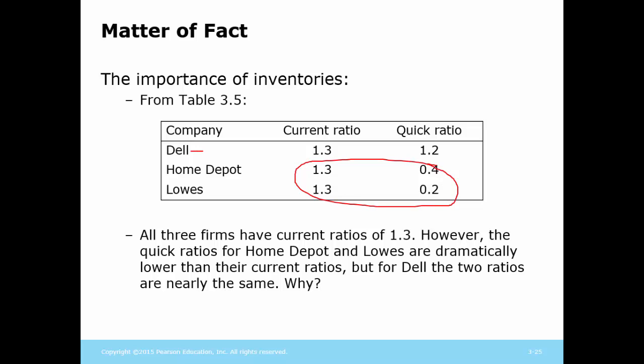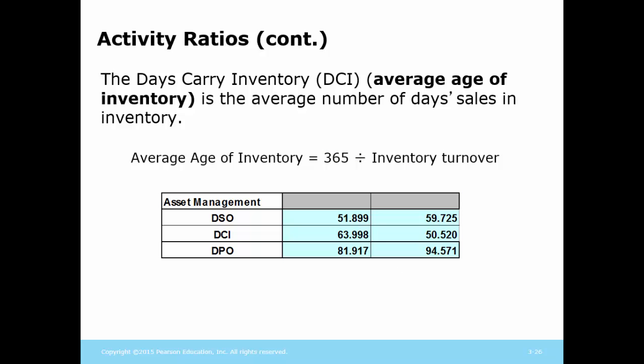Dell doesn't keep a lot of inventory. It's more of a computer company, right? And they build, they don't have a lot of shelf space with computer stuff. They build to need. So we can obviously see that although their current ratios are the same, how they address and manage the inventory of the company is dramatically different.